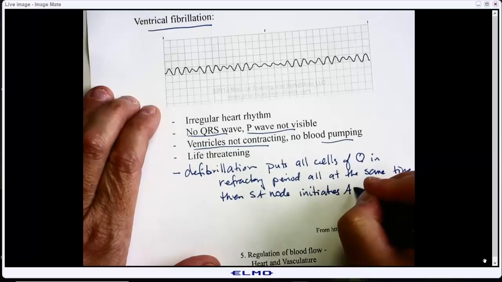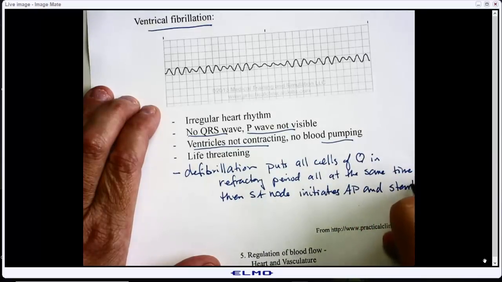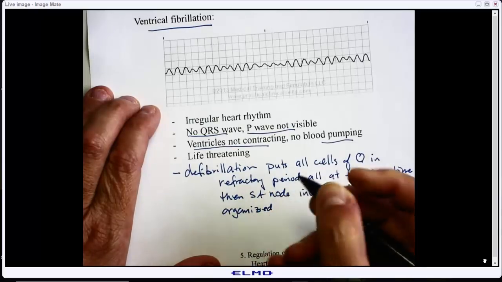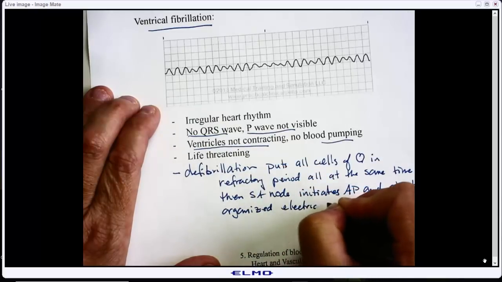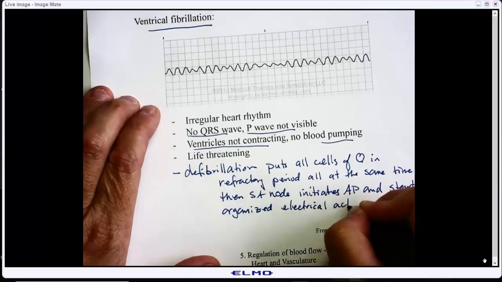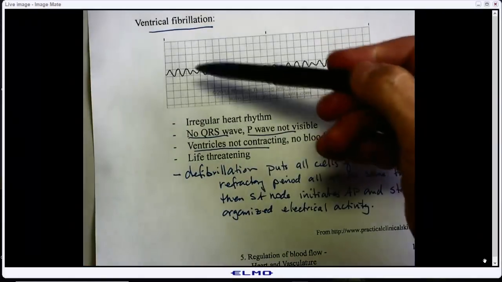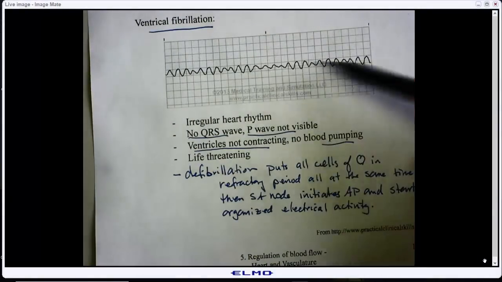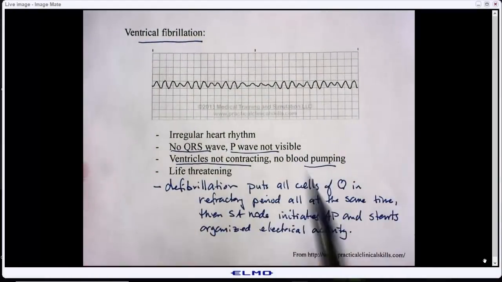So the SA node initiates an action potential and starts organized electrical activity all over again. So hopefully we can get this disorganized waveform back into an organized waveform. Okay? That'll be a good day. Bad day if it stays like this.